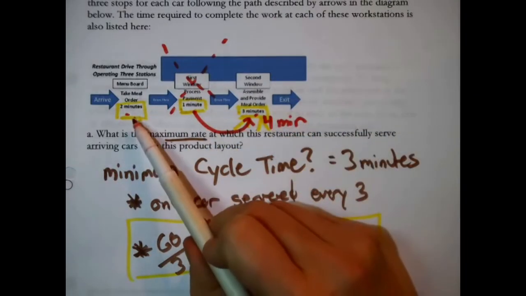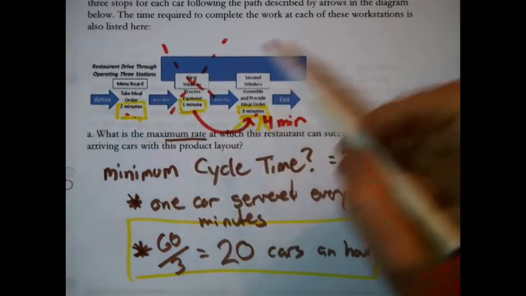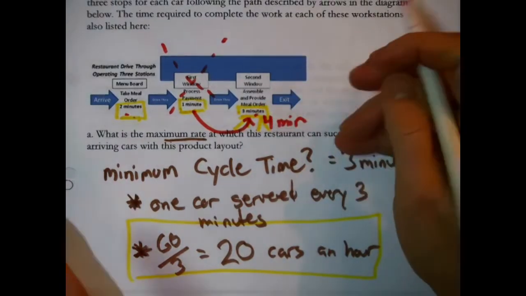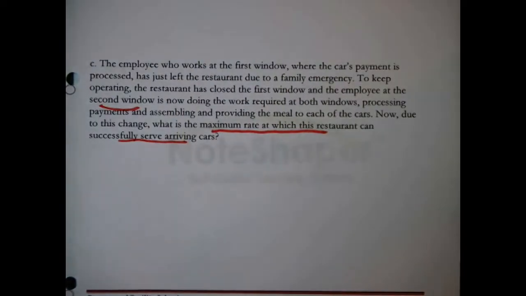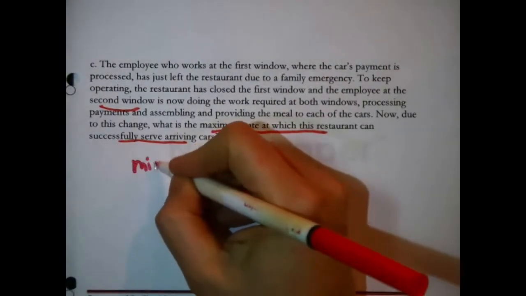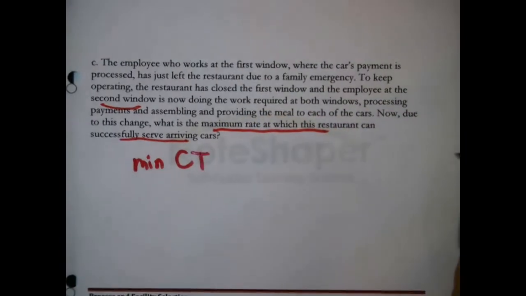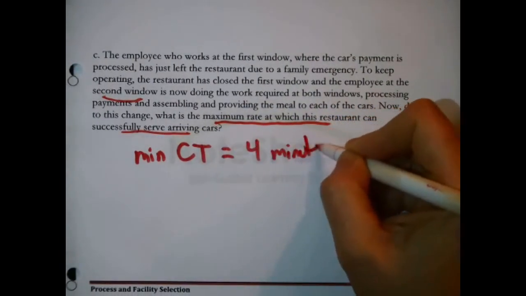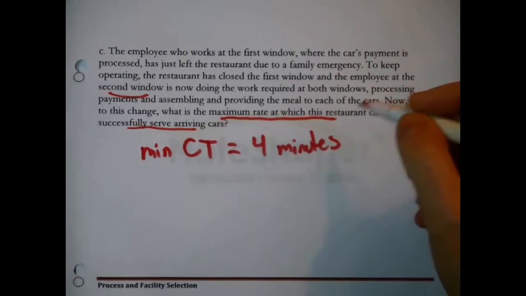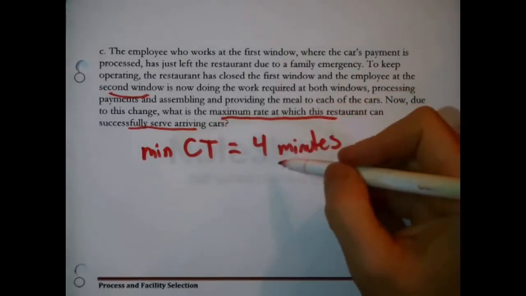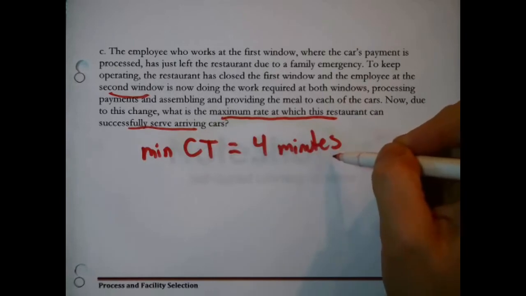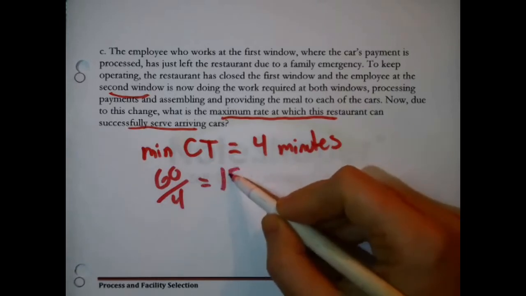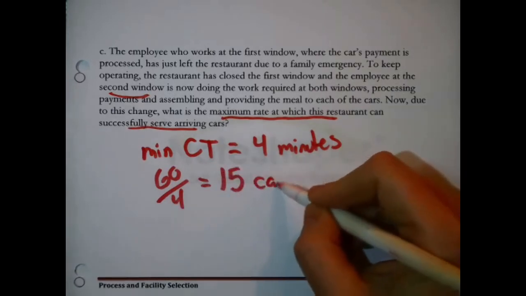Now we only have 2 stations. One does 2 minutes worth of work on each car, and one does 4 minutes worth of work on each car. The minimum cycle time now is the larger of the 2. I'm just going to write min CT for minimum cycle time, right? 4 minutes. Okay, that's the cycle time. They are asking for a rate. So if you are serving 1 car every 4 minutes now, 60 divided by 4, we are just revealing, so to speak, that that's what, 15 cars an hour?